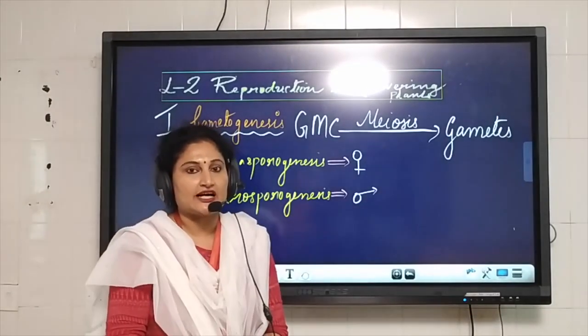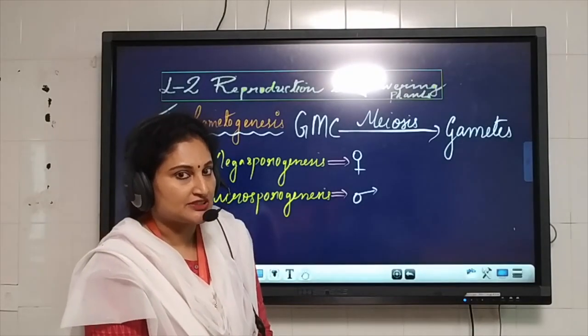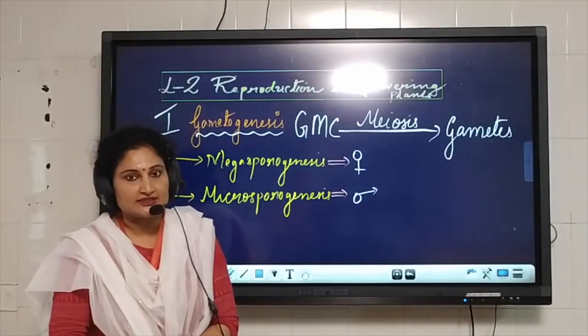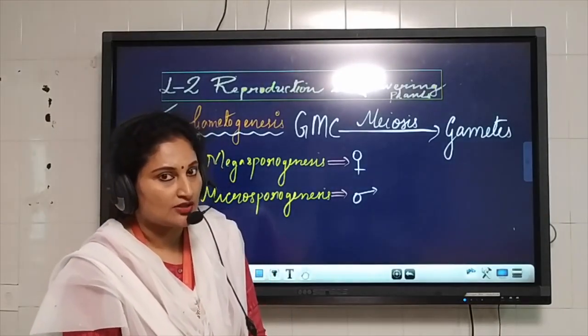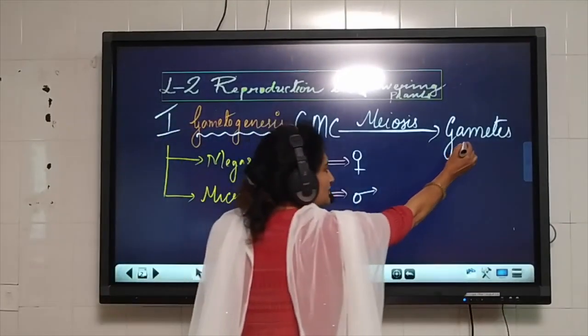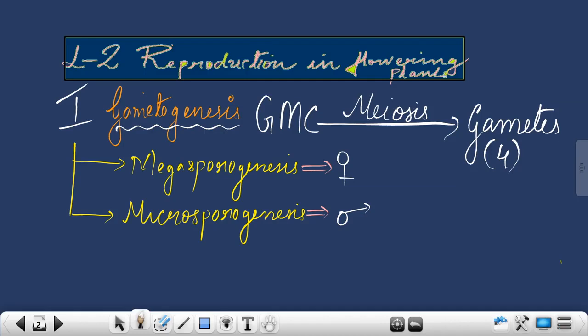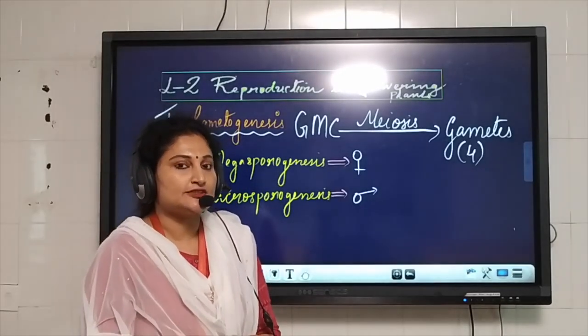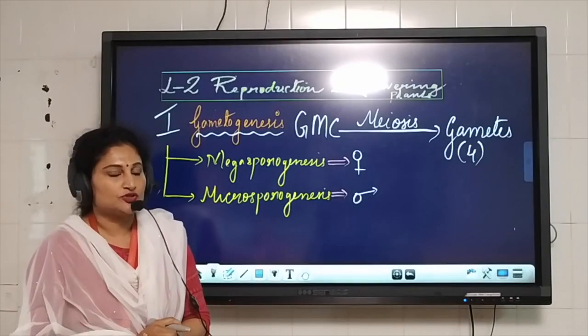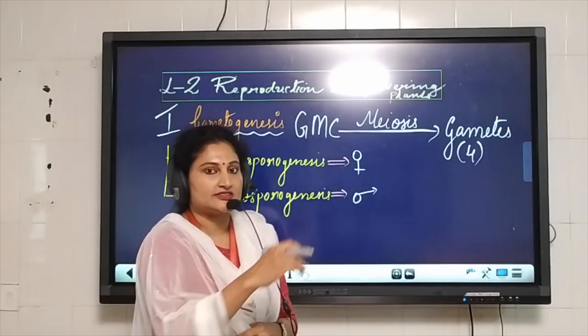And I want you all to recollect the 11th standard cell division chapter, meiosis. How many daughter cells are produced as a result of meiosis? 4 daughter cells. So that holds relevance in this topic. And how many daughter cells are produced as a result of mitosis? 2. So remember this point right across the entire session.